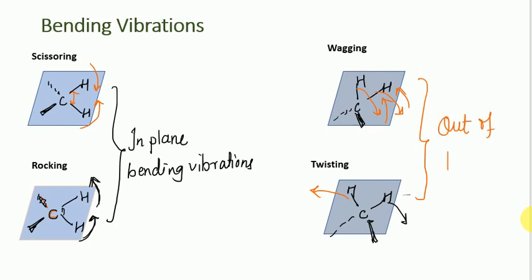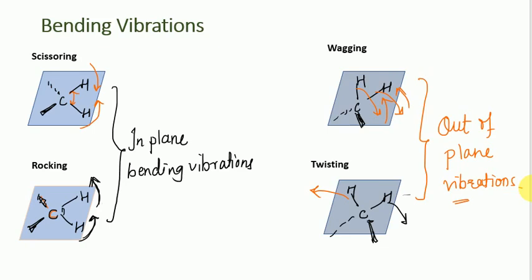Out-of-plane vibrations. A question may come on this point as an MCQ: scissoring and rocking are in-plane bending vibrations, and wagging and twisting are out-of-plane vibrations. So these are the types of molecular vibrations. A molecule vibrates mainly in two types: stretching, symmetric or asymmetric, and bending, scissoring, rocking, wagging and twisting.